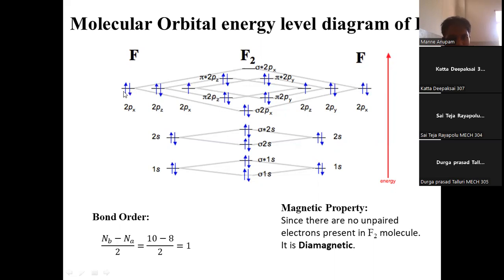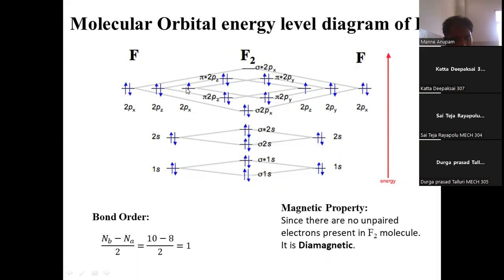Now, let us count the total number of electrons. Each fluorine atom has 5 electrons in the second shell, so 5 plus 5, total 10 electrons. Two electrons are filled here, two here, two here. One electron goes here, another comes here, then one more goes here and another comes here. So 2 plus 2 plus 2, 6, 7, 8, 9, 10 electrons are filled up.